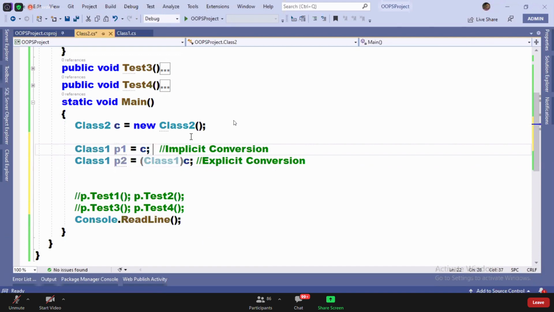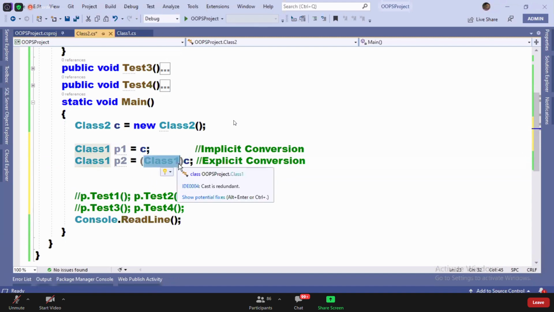Guys, did you understand? First, I'm telling you what is implicit conversion and what is explicit conversion. When you directly assign, it is implicitly converted. But here you're not directly assigning; you're telling it to convert C into class 1. This is called explicit conversion.